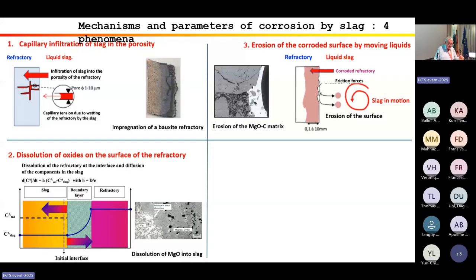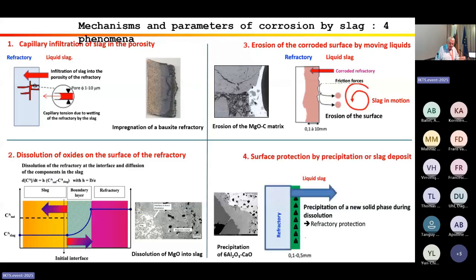The third mechanism is the erosion of the corroded surface by moving liquid in contact with the refractories. We have the friction forces, slag is in motion, and we have the erosion of the surface. We observe here an erosion of the fine particles in a magnesia graphite matrix. And the last mechanism is the surface protection by precipitation of slag deposit. We have dissolution and precipitation of solid phase during corrosion, which protects the refractory.